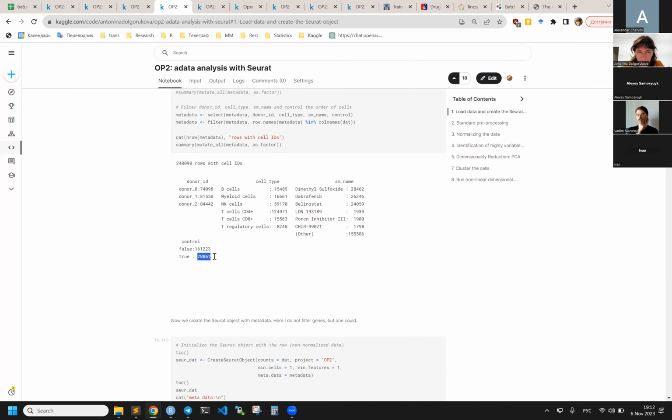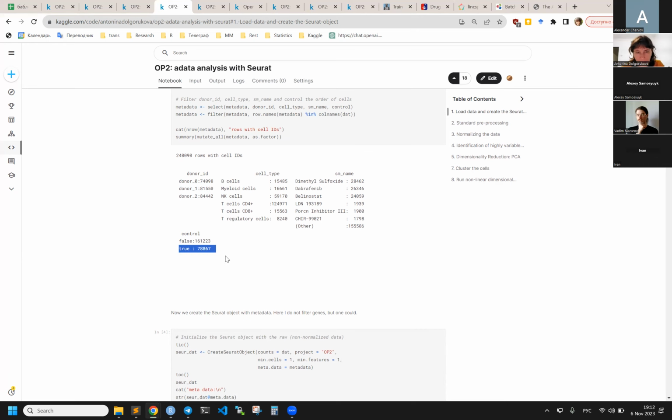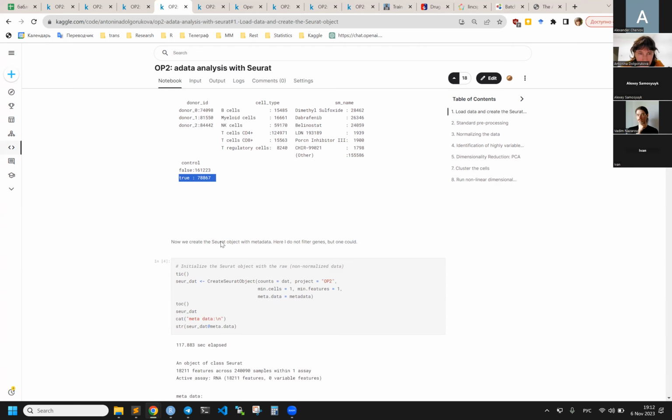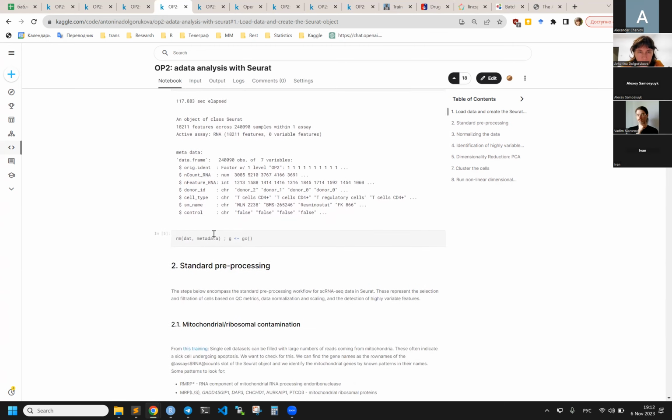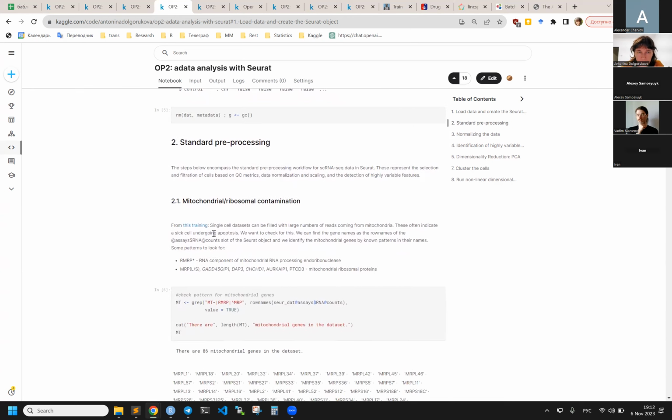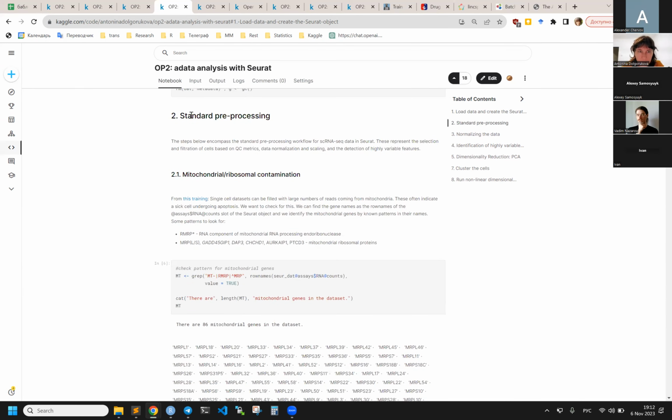And you can see that about one-third of the data comes from control. So much more cells were treated with control. We have only 3 controls, and this is this ratio. So we create a Seurat object. I will skip these technical steps and do some standard pre-processing.